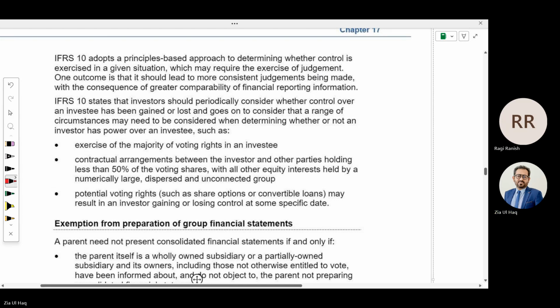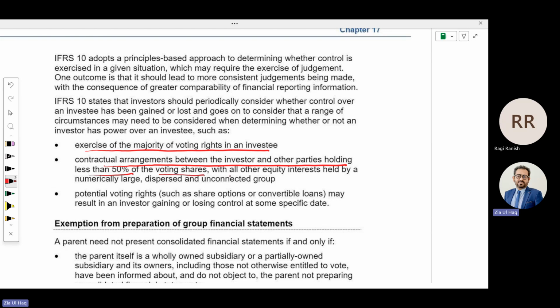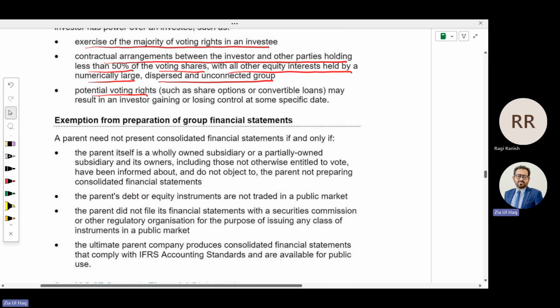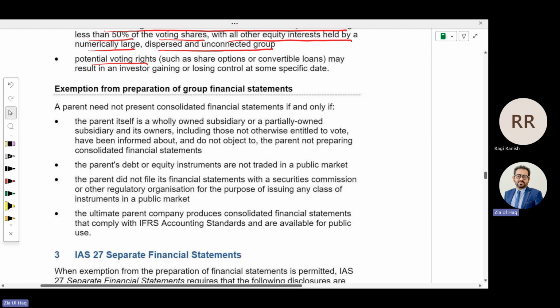So being a parent company means exercise of majority of voting rights in the investee, or a contractual arrangement between the investor and other parties holding less than 50% of voting rights, while all other equity invested is held by a numerically large, dispersed and unconnected group. Meaning that is about others. Potential voting rights, you don't need to read. Exception from preparation of group financial statements.